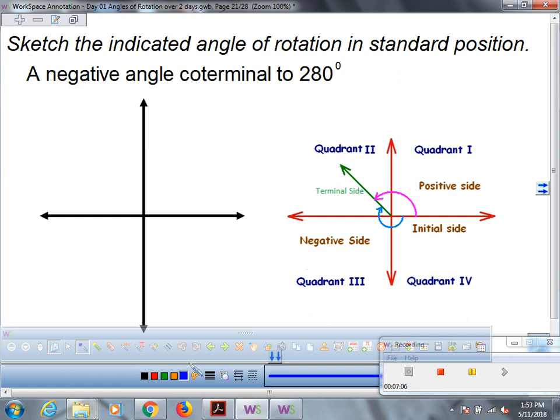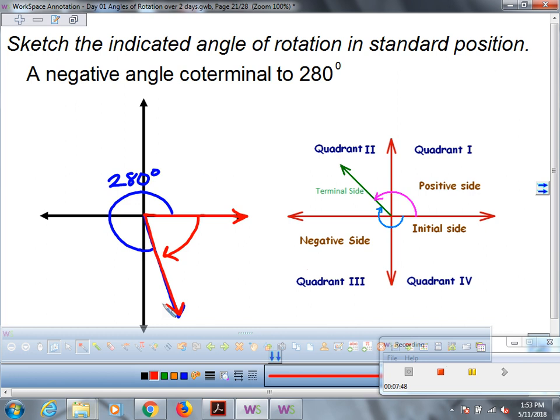Okay, so 90, 180, 270. If this is 90, 180, 270, it's just going to be a little bit more, right? That's going to be 280 degrees. So I need a negative angle that's going to end there, coterminal. So my negative angle is going to start here, and it's going to go to here, coterminal.